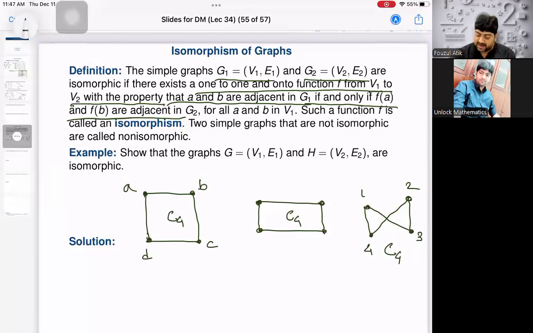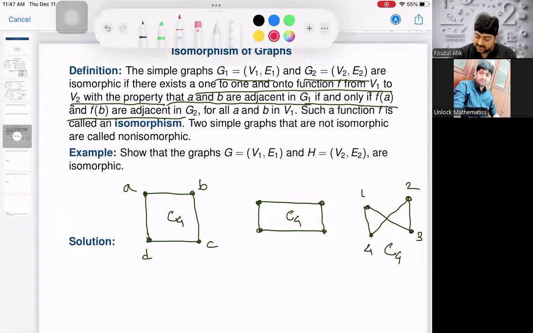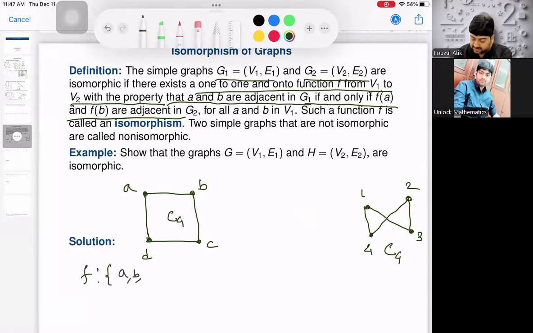And I want to check whether the first graph and the third graph are isomorphic. What I have to do is find a bijective function from the vertex set of the first graph, A, B, C, D, to the vertex set of the second graph, 1, 2, 3, and 4. So this is a function, and it should be bijective, meaning one-to-one and onto. And it should maintain the adjacency relationship.